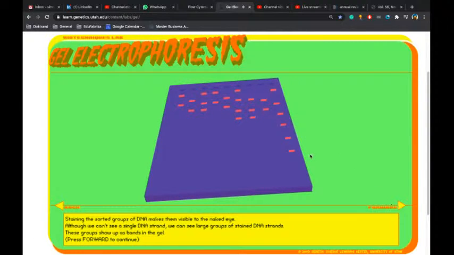So staining the sorted group of DNA makes them visible to the naked eye. Although we can't see a single DNA strand, we can see a large group of stained DNA strands. So these groups show up as bands in the gel. So we can see some bands here.